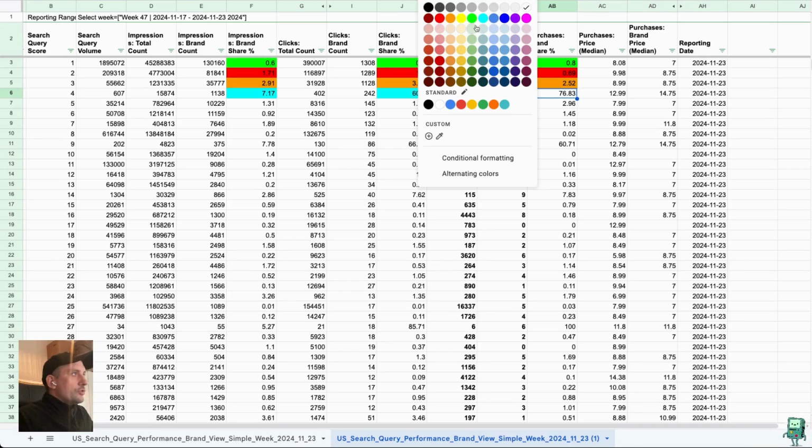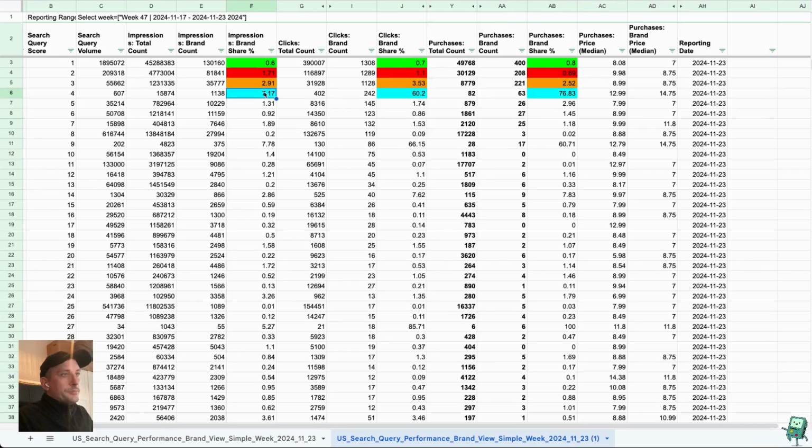this is a branded term. 7% impression share, meaning some of our products do show up with our brand, but there's also many competitors showing up, but we're getting 60% of all the clicks, right? People are searching for my brand, and then no matter how many other competitors show up, I'm getting 60%.